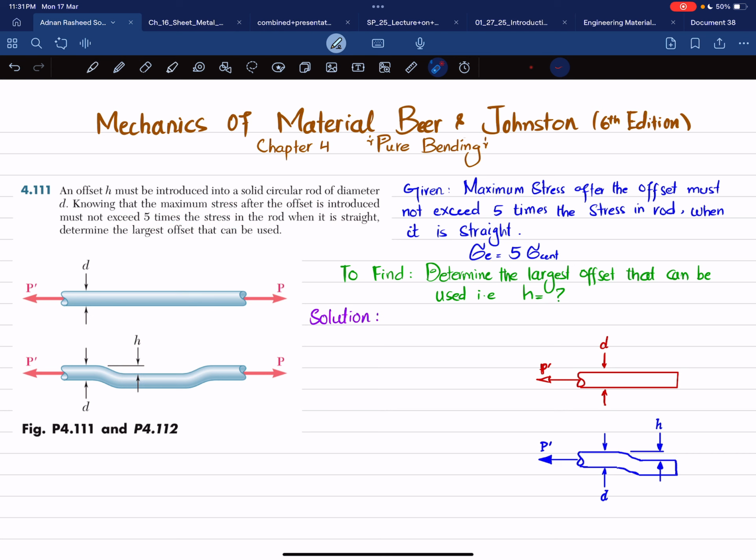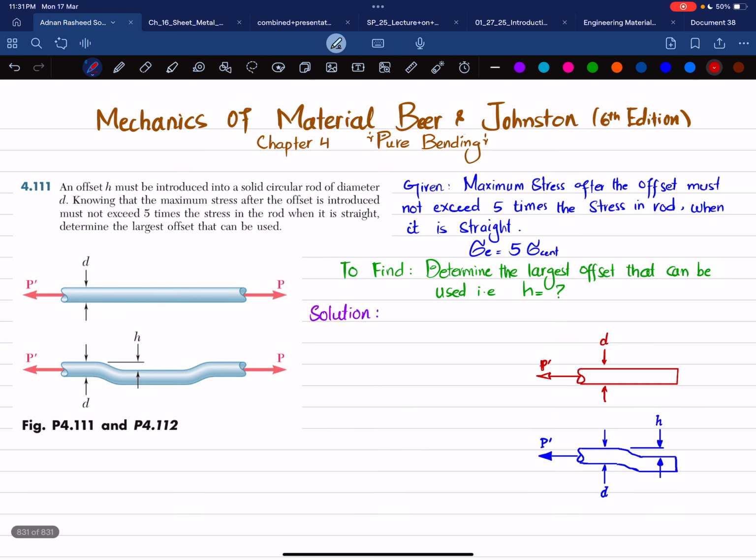So let's start with the solution. What will be the first step? At first we will find the stress in this straight rod, and to do that we will cut it and draw the free body diagram. You can see over here that I have cut it. When you cut it, you will definitely have the same opposite force in this direction, equal to P.